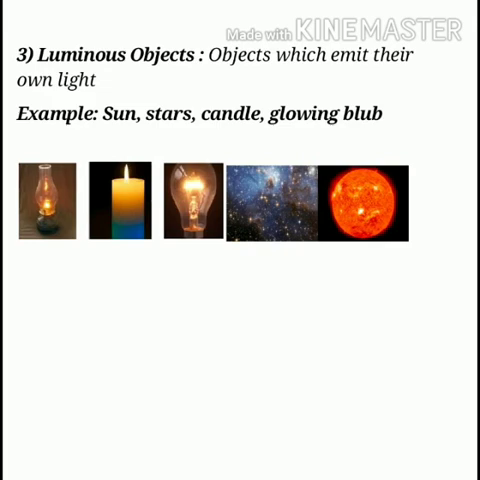Luminous objects. Objects which emit their own light are called luminous objects. The light emitted by the luminous objects enables us to see things around us. Luminous objects are also called sources of light. Examples of luminous objects are lamp, candle, glowing bulb, stars, sun. These are the luminous objects.